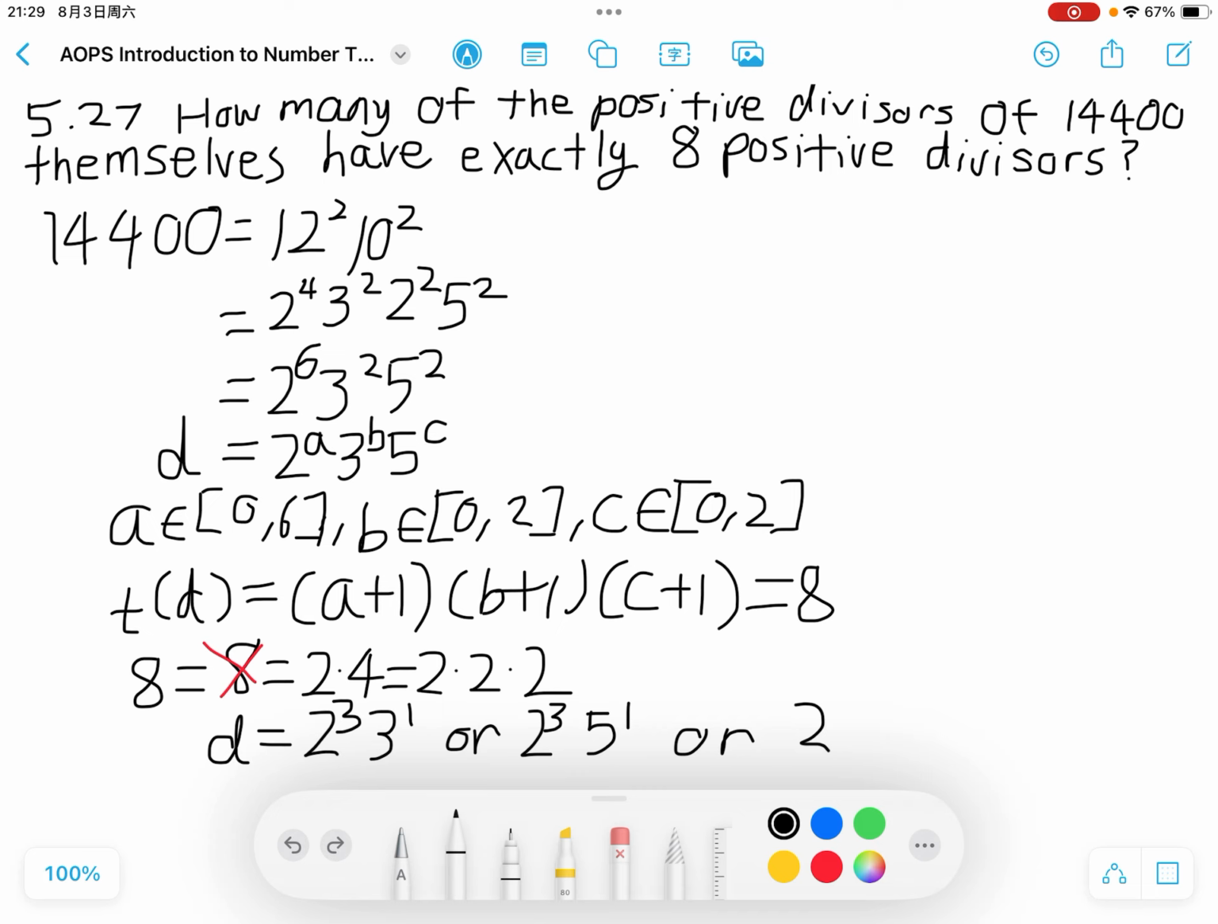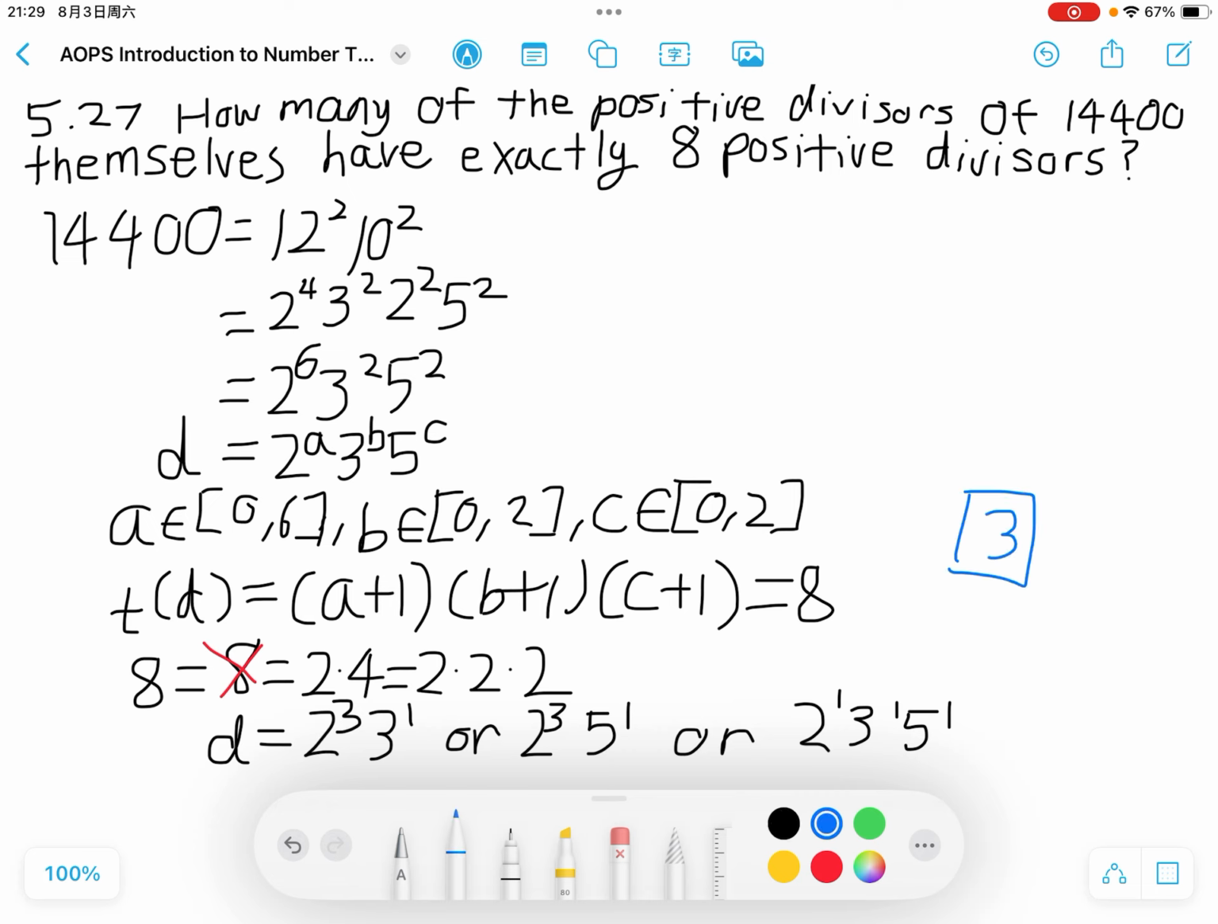And we know that this fits the range of A, B, and C, because 2 minus 1 is in the range of 0 and 6, 0 and 2, and also 0 and 2. So we have another factorization, which is 2 to the power of 1 times 3 to the power of 1 times 5 to the power of 1. So this also fits in the range, and it's an integer, and it fits the requirements. So we have 3 divisors of 14,400 which have exactly 8 positive divisors. So our answer is just 3.